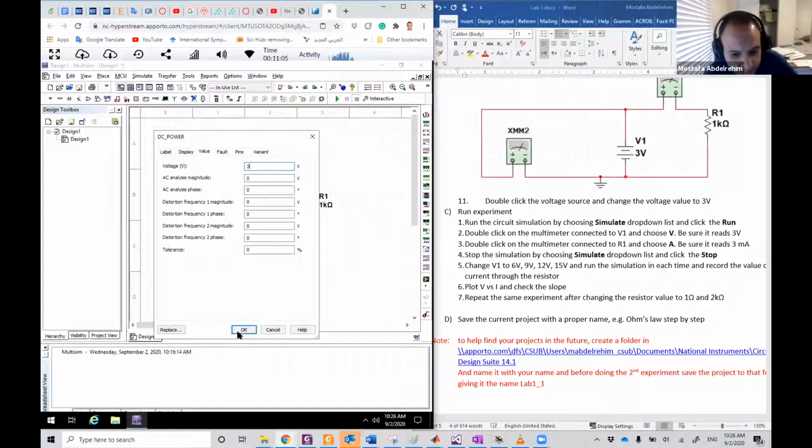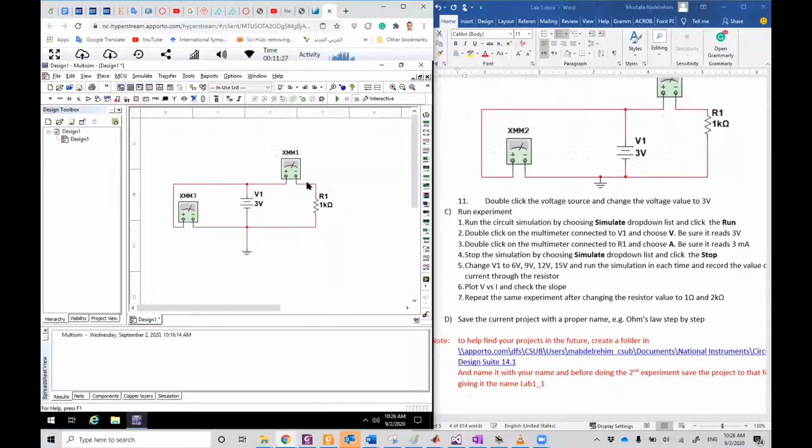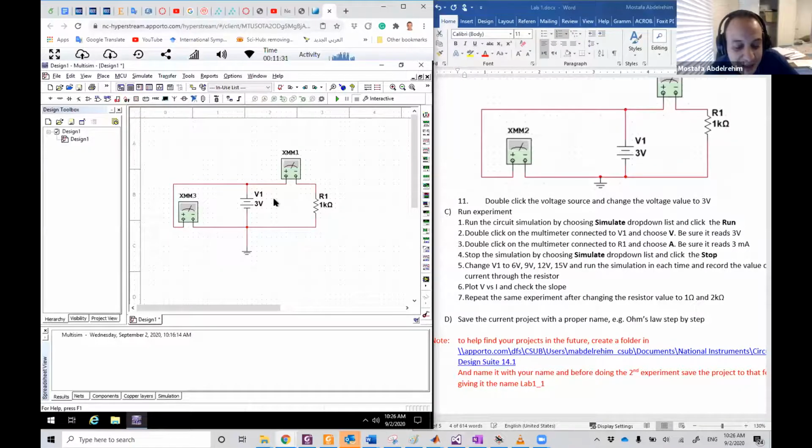Okay, 3. And just click OK. So we now have the voltage at 3. Okay, and the resistor is 1 kilo ohm. So what are we going to expect the current to be? The current will be 3 milliamps. Of course, 3 volts over 1 kilo ohm is 3 milliamps.